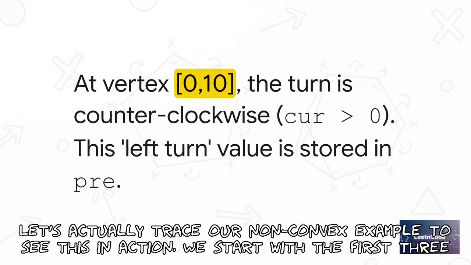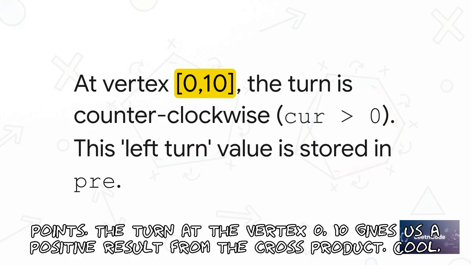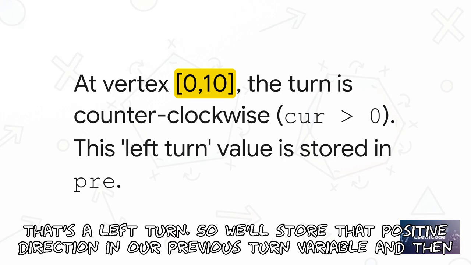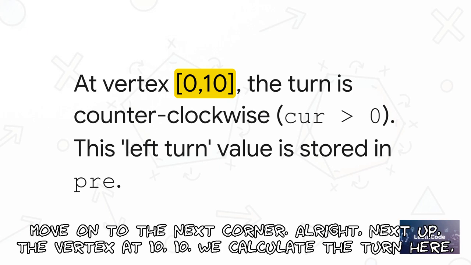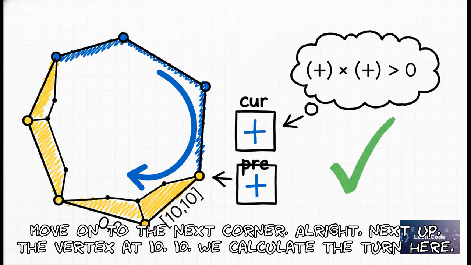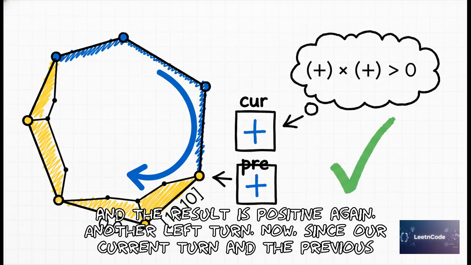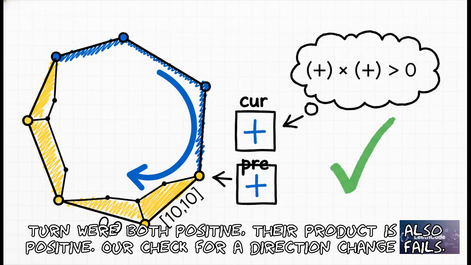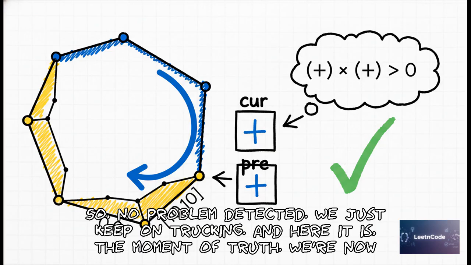We start with the first 3 points. The turn at the vertex 0, 10 gives us a positive result from the cross product. Cool, that's a left turn. So we'll store that positive direction in our previous turn variable and then move on to the next corner. All right, next up, the vertex at 10, 10. We calculate the turn here, and the result is positive again, another left turn. Now, since our current turn and the previous turn were both positive, their product is also positive. Our check for a direction change fails, so no problem detected. We just keep on trucking.